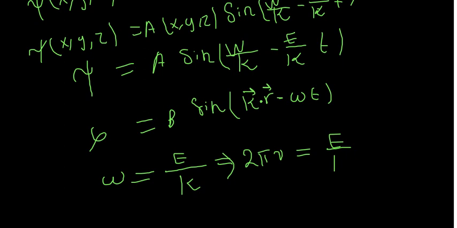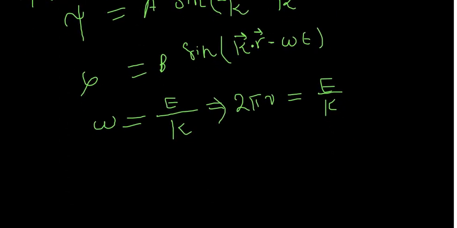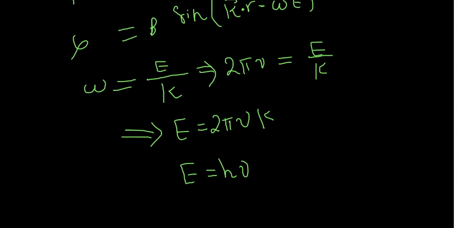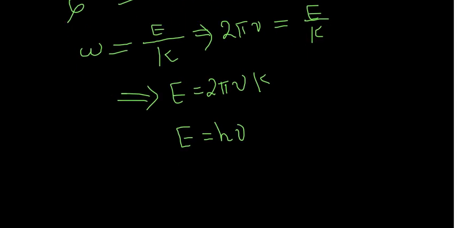So right away, that tells us that E is equal to 2 pi nu k, right? But actually we know that this relation is right: we know that E equals h nu. So this tells us right away that k has to equal h over 2 pi, which we're going to write as h bar.